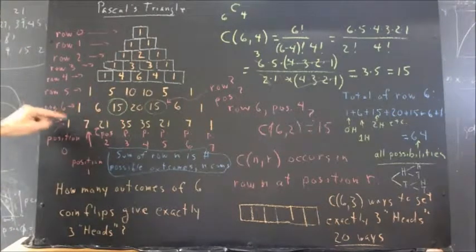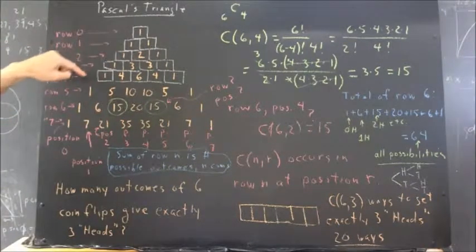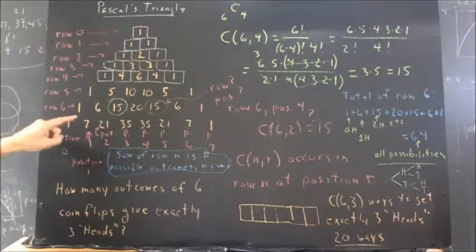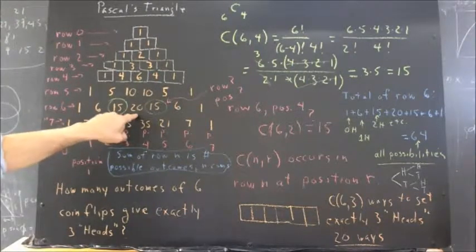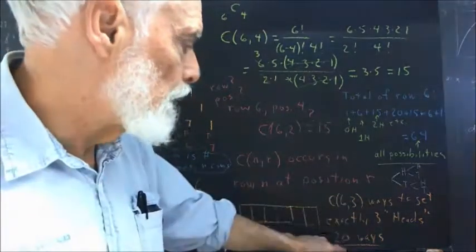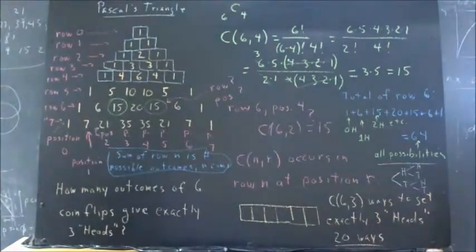Okay, so we go to row 6. Row 0, 1, 2, 3, 4, 5, 6. And position 0, 1, 2, 3. And we find that the number is 20. C of 6, 3 is 20. So there are 20 ways in which we could get 3 heads.